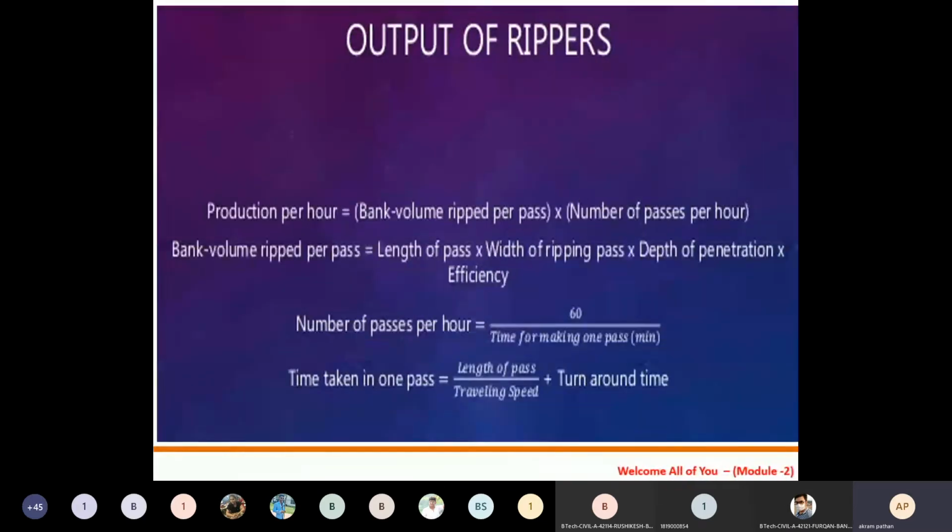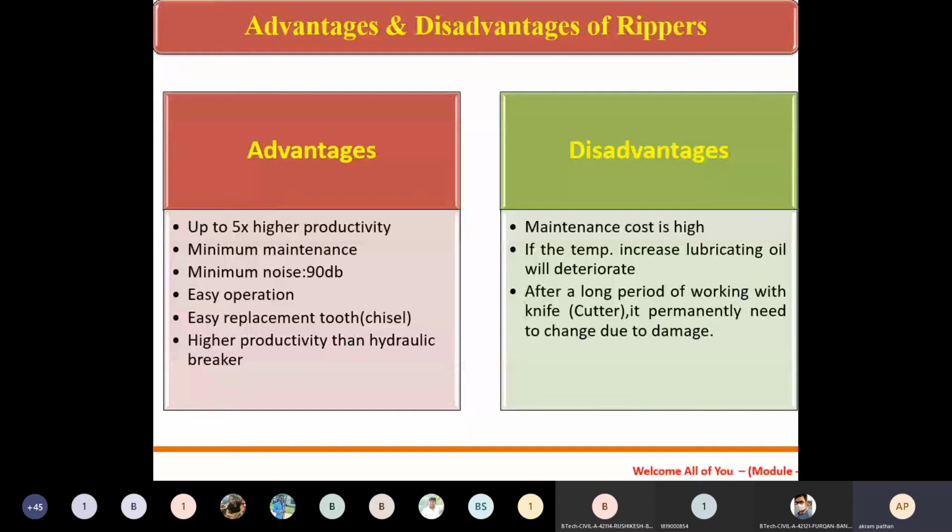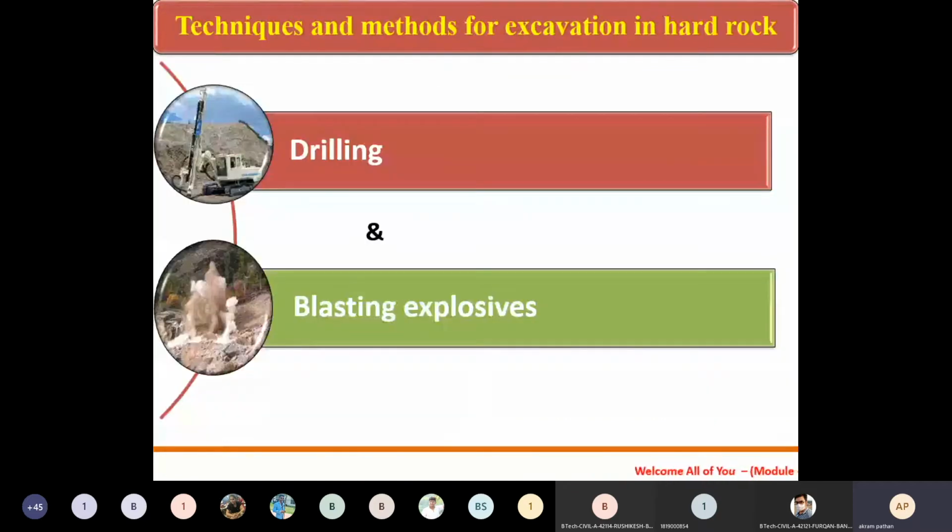So these things we have discussed in the last lecture. Then how will you calculate the output of these rippers? We have certain formulas. We have discussed these things also in the last lecture. Now the advantages and disadvantages also we have completed. What are the advantages and disadvantages of rippers? Then in today's lecture, we are going to see in detail the techniques and methods for excavation in hard rock with the help of drilling and blasting explosive, right?